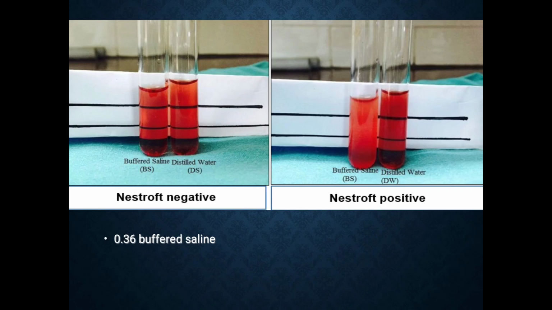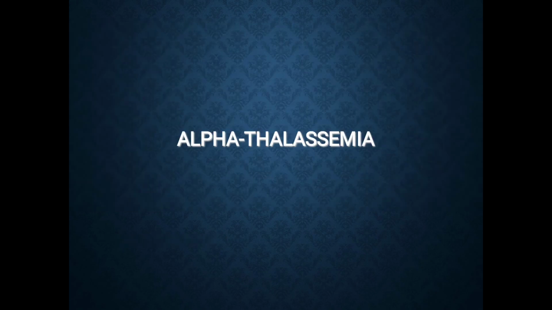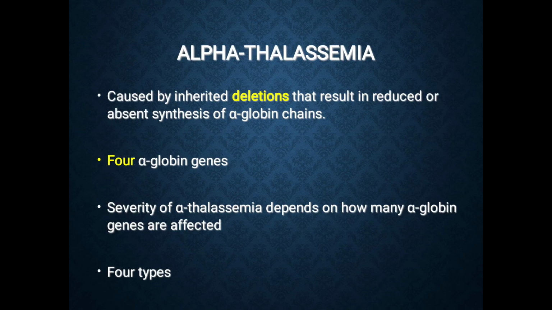In negative, the patient is normal, he doesn't have beta thalassemia. Coming to alpha thalassemia, it is another form of thalassemia where it is commonly due to deletion, and there are usually 4 genes that are involved here. In beta thalassemia 2 genes are involved.